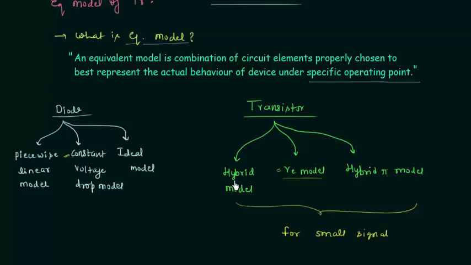In the next lecture, we will study the hybrid model, and in the coming presentations, we will complete the RE model and hybrid pi model. All the three models are very important in this course, and once you understand how to obtain the equivalent model of the transistor, you can easily perform the AC analysis.